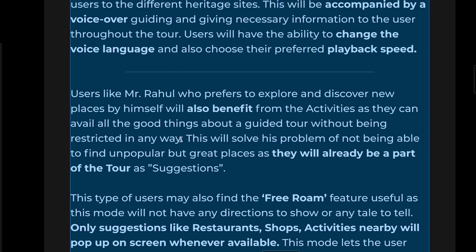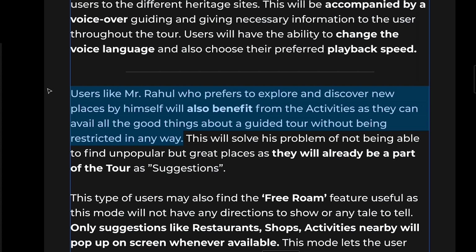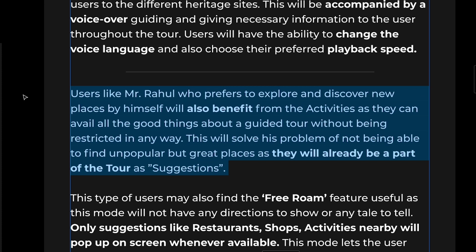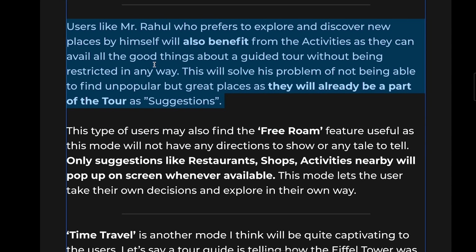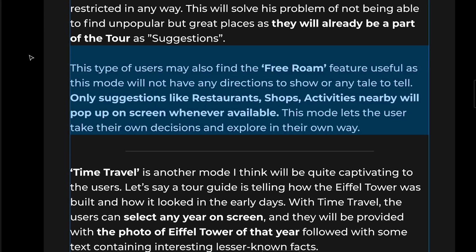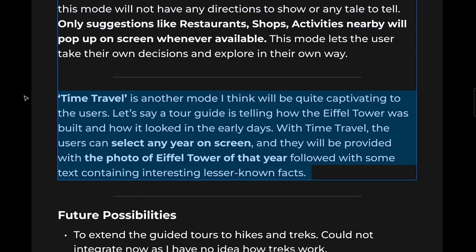Now, I feel like this is deviating from who Mr. Rahul is. Okay. Now it feels like this person is not Mr. Rahul anymore, right? This will also solve the problem of not being able to find unpopular but great places, as they will already be a part of the tour, such as suggestions. Now, this feels like Google Maps to me, right? So I don't feel like this is a problem or a use case altogether. Then they will also be able to find free roam feature, which again is Google Maps to me. So I'm not going to do this. And again, time travel here as well, right?